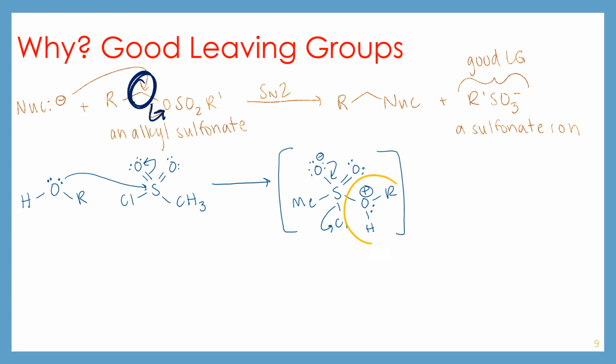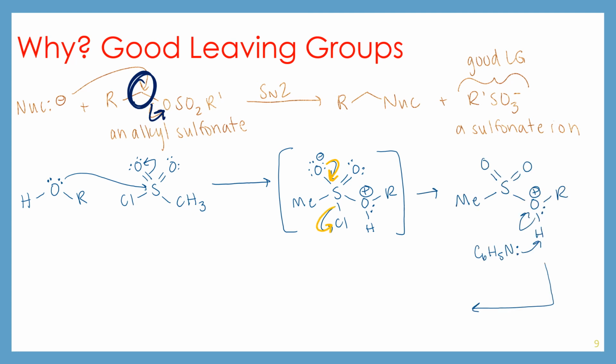Here is your original alcohol molecule. Here is the mesyl chloride. And what's happening now is the oxygen is going to reform its double bond and kick out the chlorine. And then the pyridine is going to come along and deprotonate that intermediate. And then you have your alkyl sulfonate or alkyl mesylate in this case.